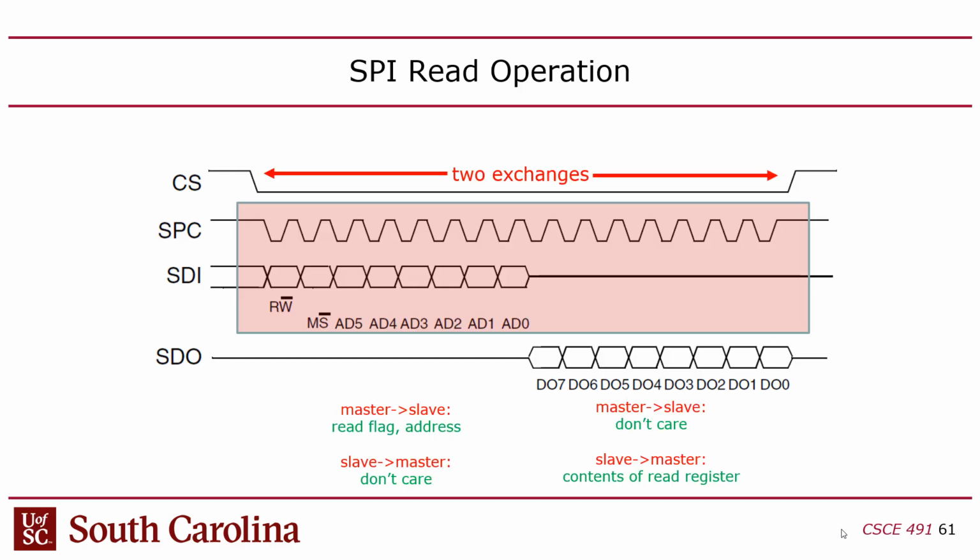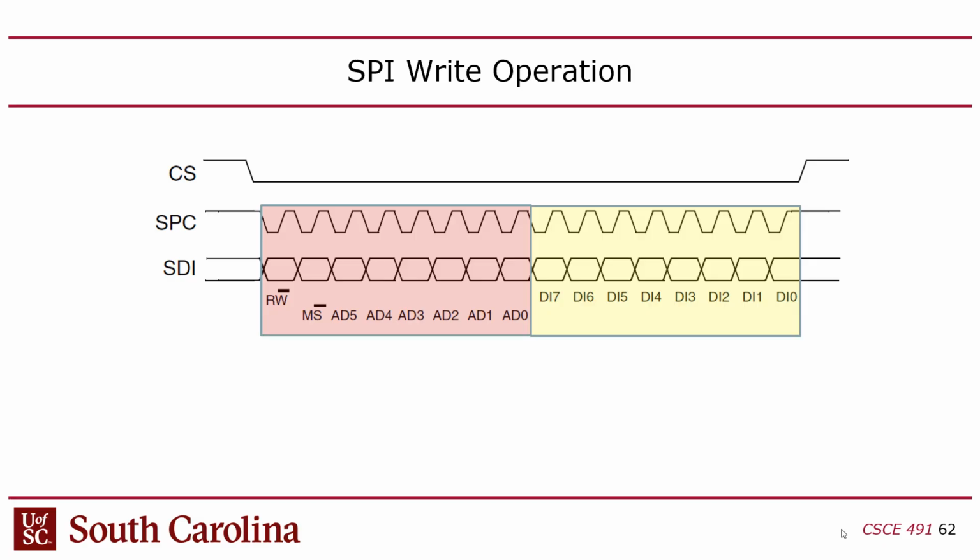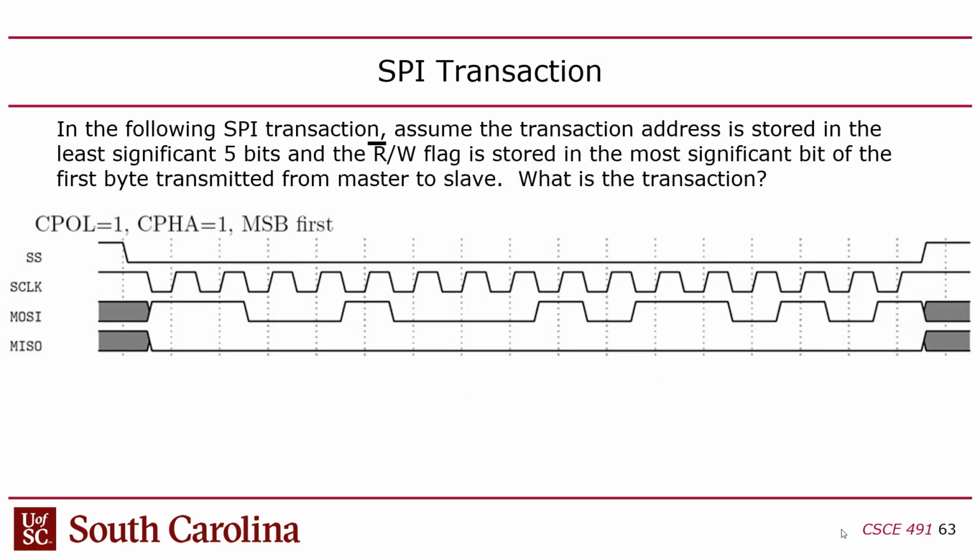Okay, so here's a write operation. Again, this came from the data sheet of the accelerometer, or the IMU. In this case, they decided not even to show MISO. I'm not even showing it because it's dead the whole time. And again, that's, I think, confusing. I don't like it. Okay, back to my timing diagrams, which are nicer.